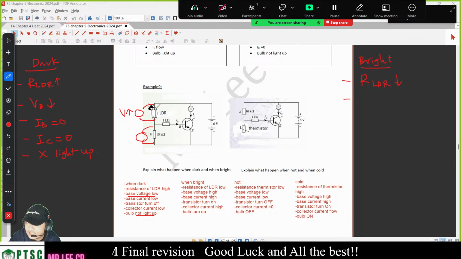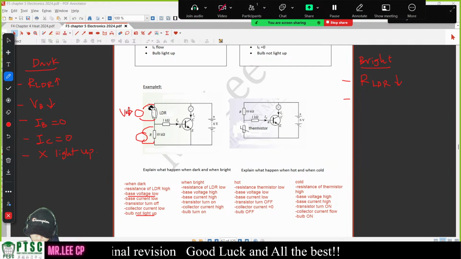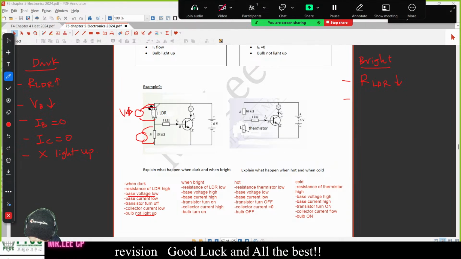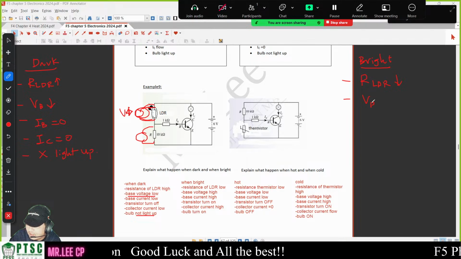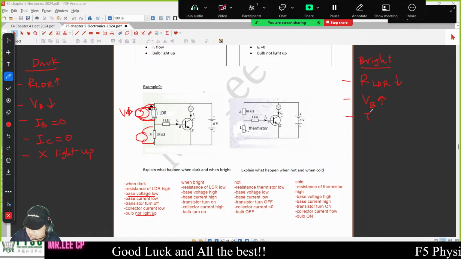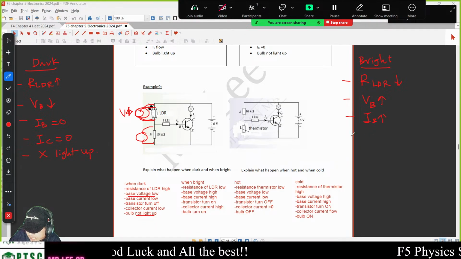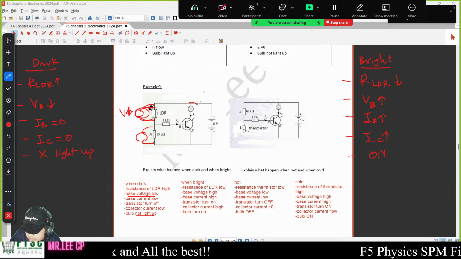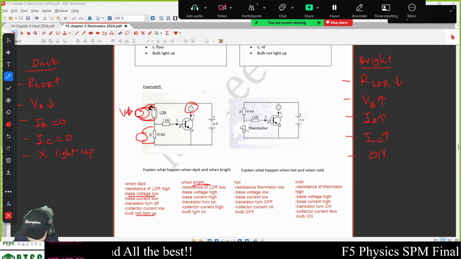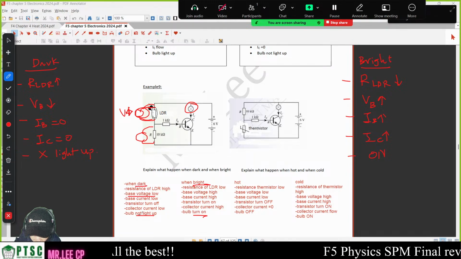Resistance is low. So resistance here low, voltage here is low. Voltage at the up here is low. So voltage down there is high. VB is high, IB high, IC high, the thing is on. Right? So when bright, it turns on. When dark, it turns off.